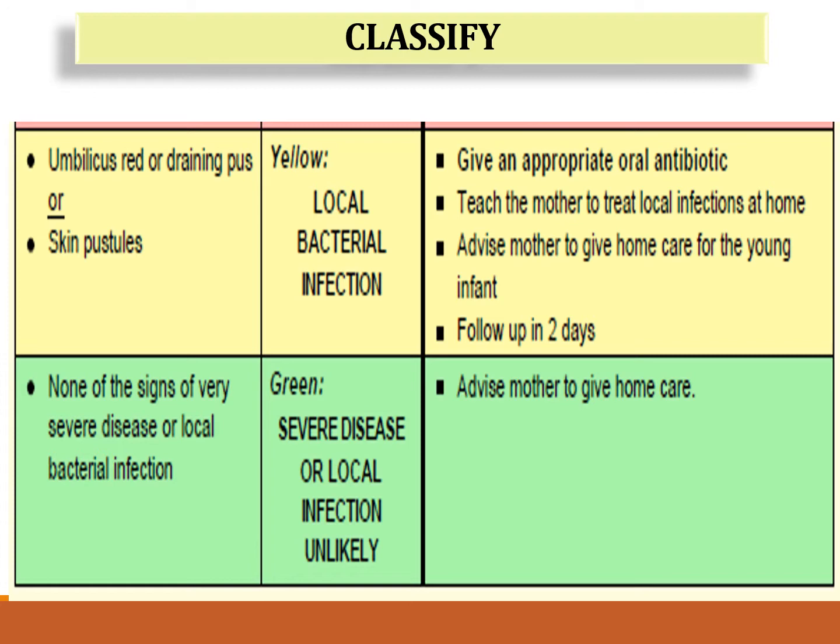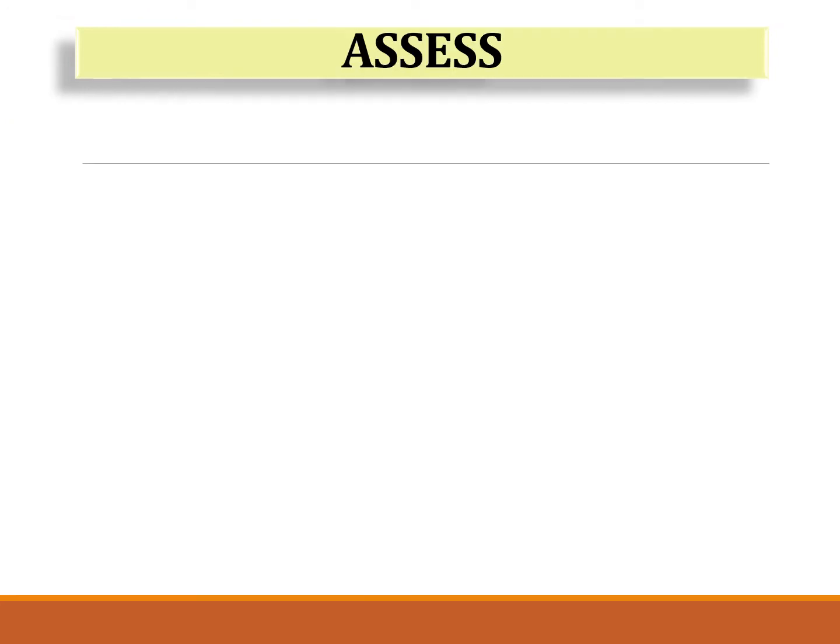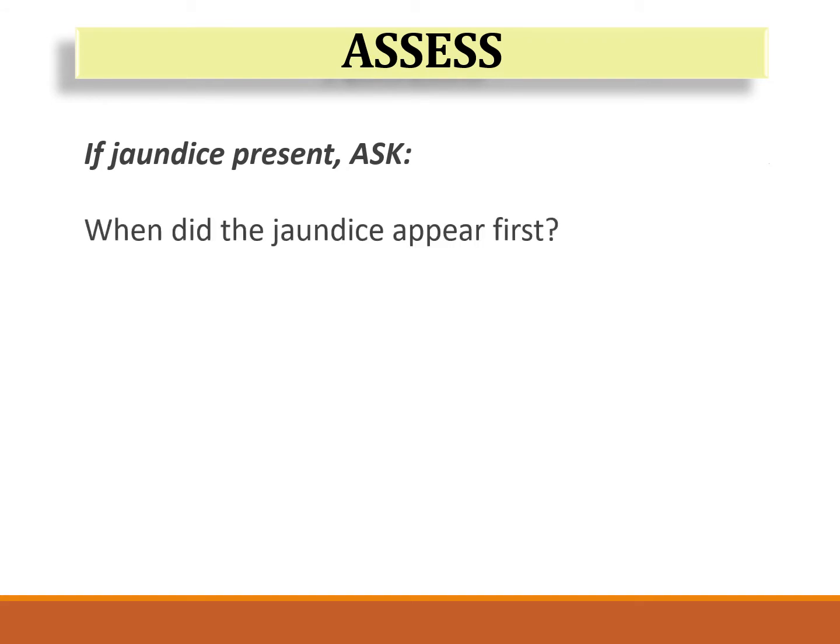However, if the patient will be classified under the green, severe disease or local infection unlikely, so there is none of the signs of very severe disease or local infection, then advise the mother to give home care. Again, for jaundice, if jaundice is present, ask, when did the jaundice first appear?